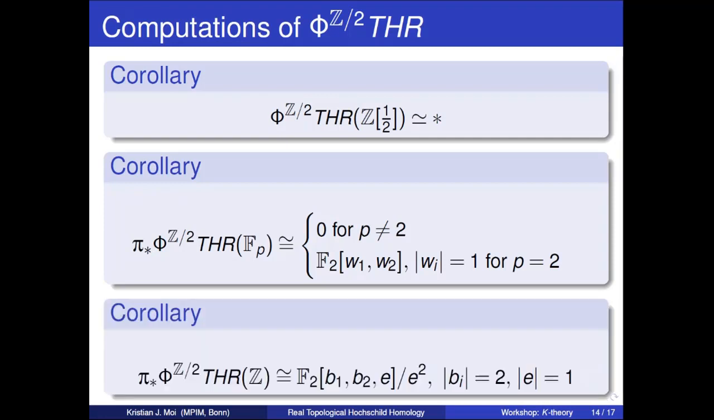Okay, and so maybe more interestingly, we should think about now the things where 2 is not invertible, because otherwise it's not going to be very interesting. And we can compute it for Z. So this is one of the results that we're very happy about.